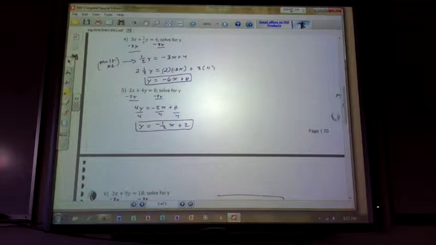Okay, number 5, subtract 2x from both sides. Then you have 4y equals negative 2x plus 8. And then you want y by itself, and 4 and y are being held together by multiplication. So divide all 3 terms by 4 and reduce. So then 4 over 4 is 1, so you get 1y, which is y. Negative 2 over 4 is negative 1/2. That's what we reduce it to. And then plus 8 over 4 is 2.